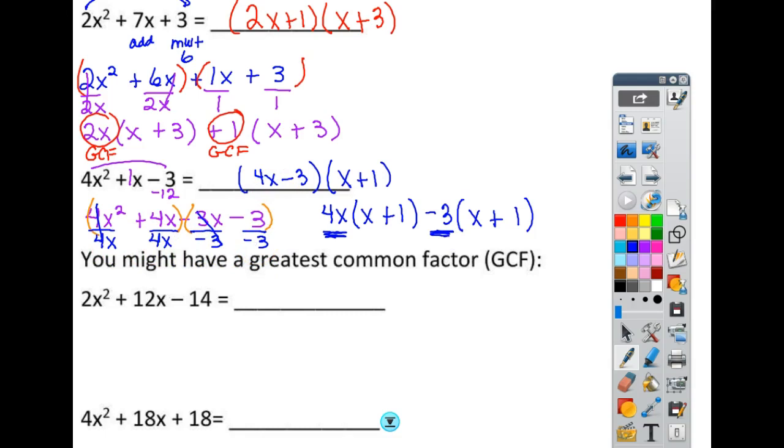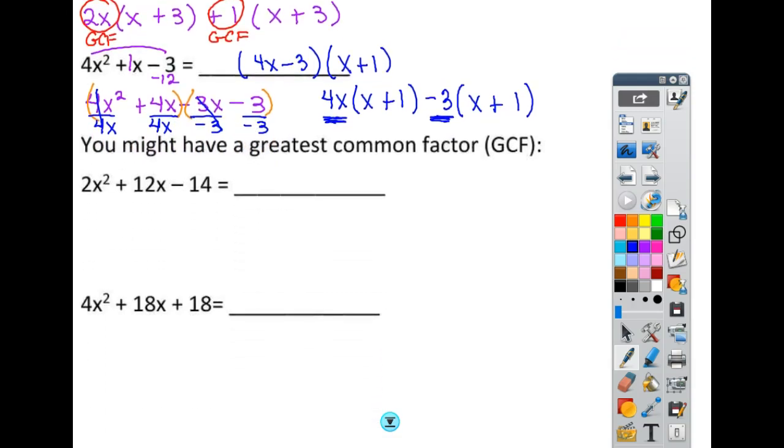Then you might have a greatest common factor first and then have to factor again. Those are a pain, but they're doable. So what will 2x squared, 12x, and 14 all divide by? Always be on the lookout for a GCF. What will they all divide by? A 2. And when we do that, we get x squared plus 6x minus 7. Now this will factor again.